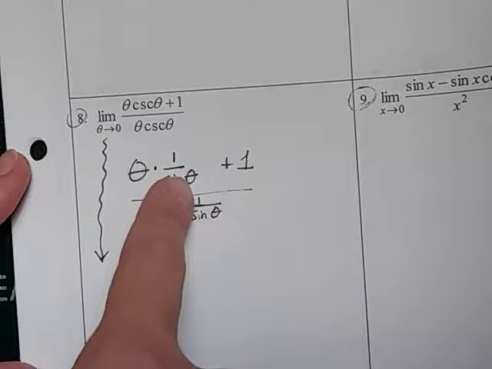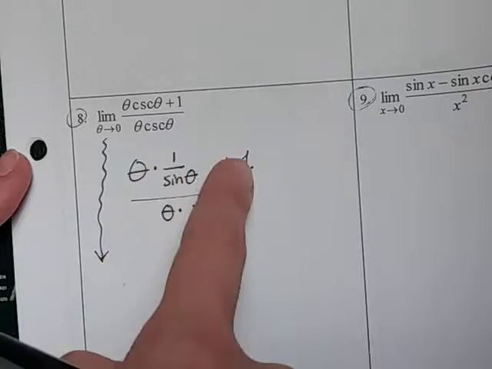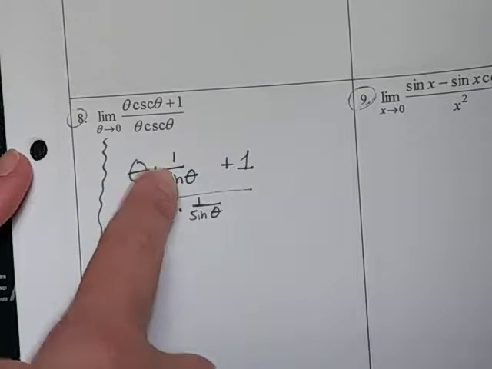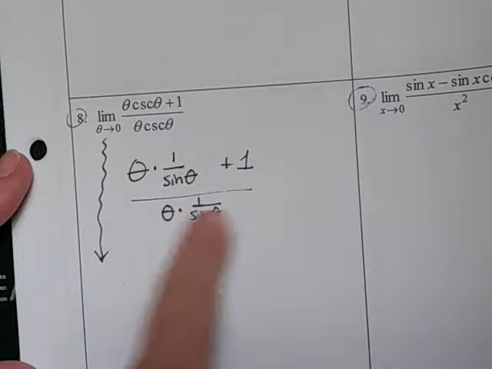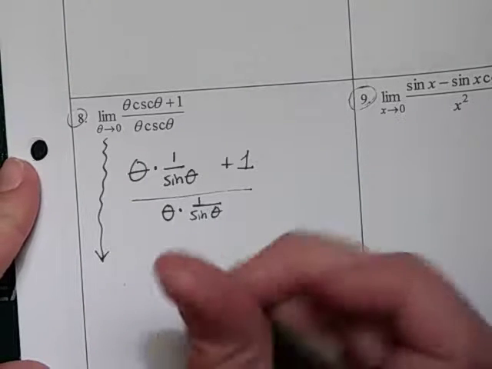Now, I'm not just going to be able to randomly add the 1. I'm going to need to get a common denominator so I can add these two fractions together, completely ignoring the denominator for now. That will be there in a little bit. So here we go. Next step.